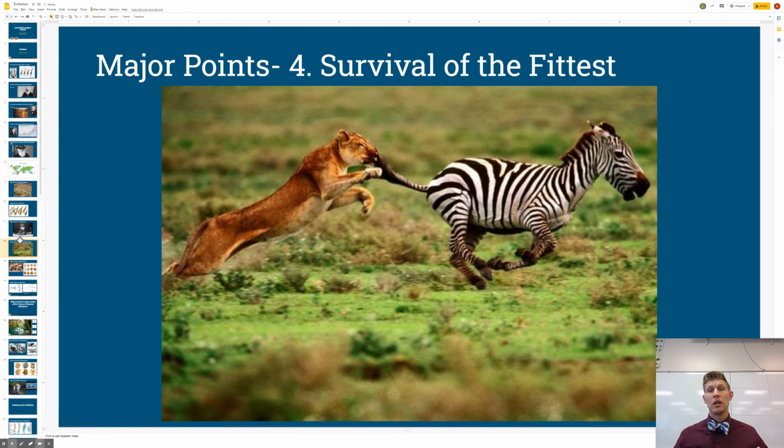So if you compete and you have the best trait to survive in that environment, you will survive. And he called that survival of the fittest. So the fittest will survive. So this zebra must be one of the slower zebras out of all of them. So it is not fittest to survive. It doesn't have the best trait to survive in its environment because the lioness is going to catch it.